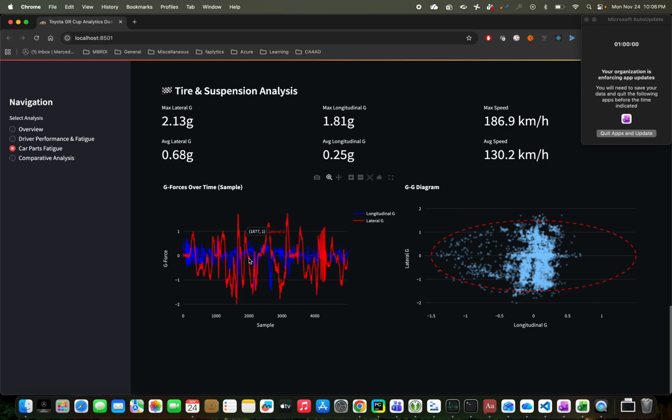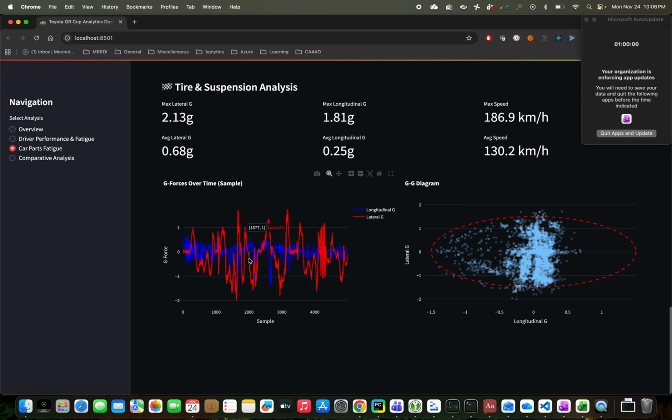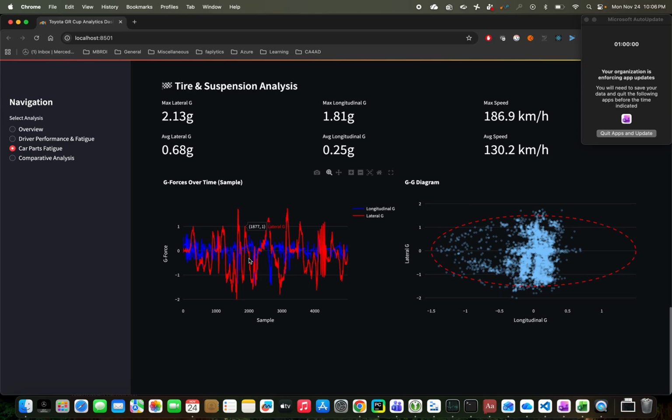This shows the performance envelope of the car. Each point represents lateral and longitudinal g-forces. The outer boundary shows the maximum grip being used. This reveals driving style and tire stress patterns.